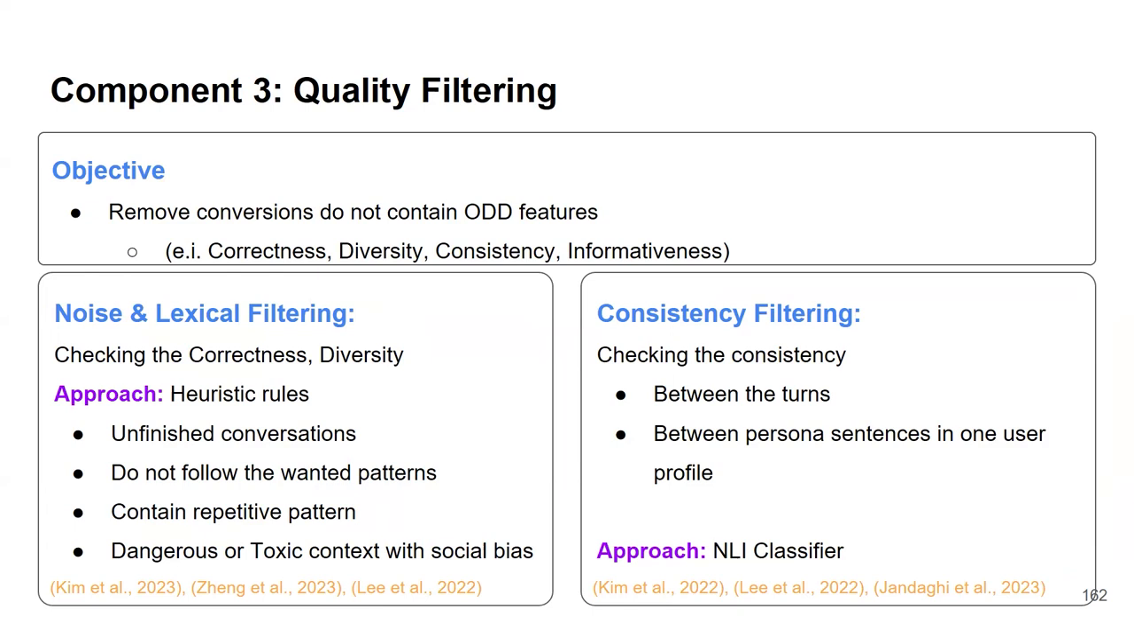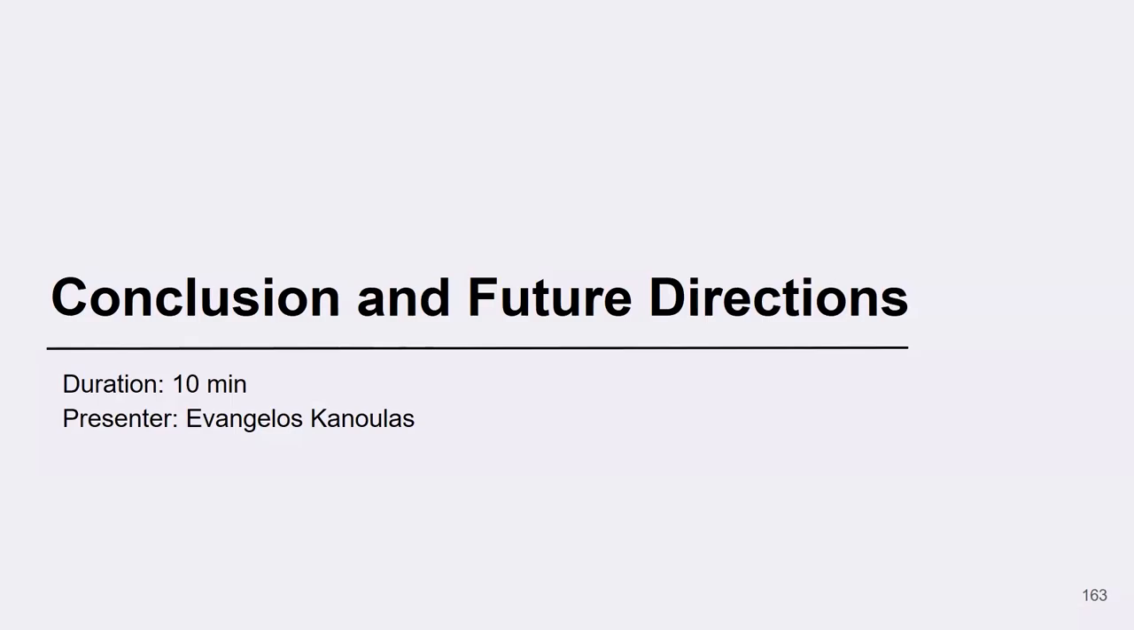And also we have the consistency filtering regarding the turns and also regarding the personal sentences, where they mainly use NLI classifiers to do that. So this was the open domain conversation generation. And I give the floor to Evangelos to conclude our session.